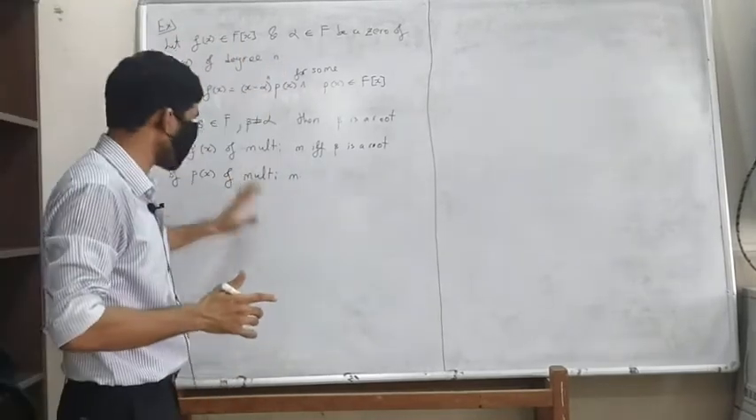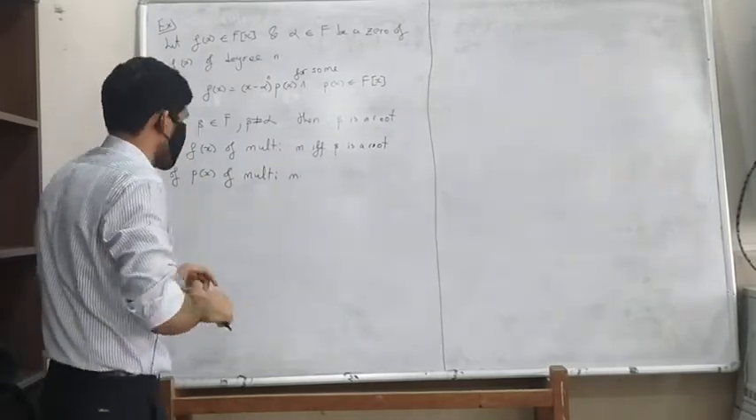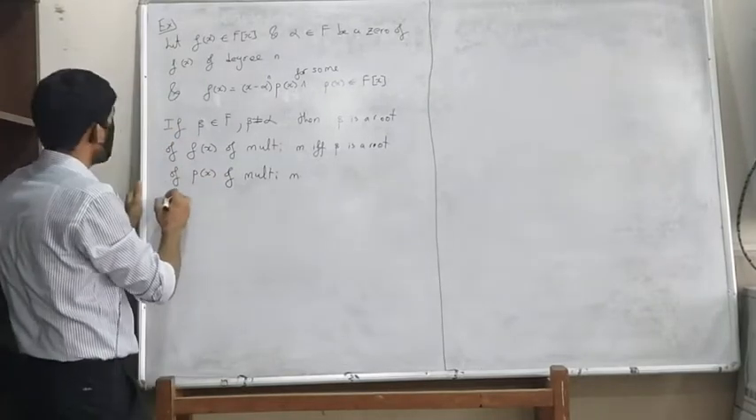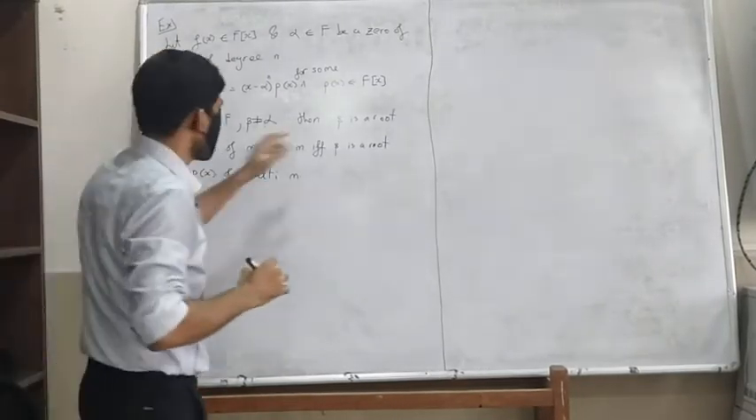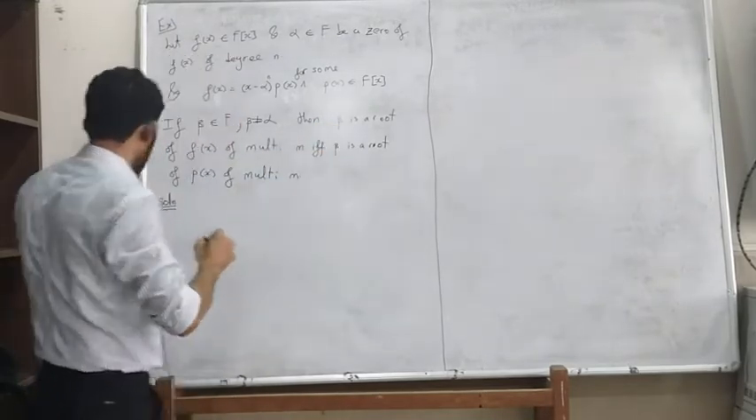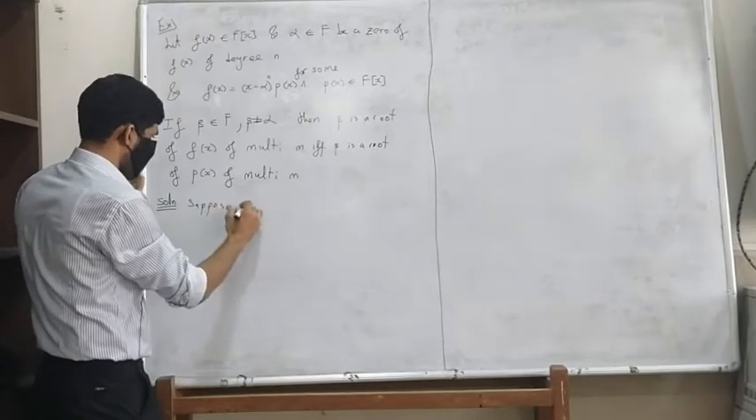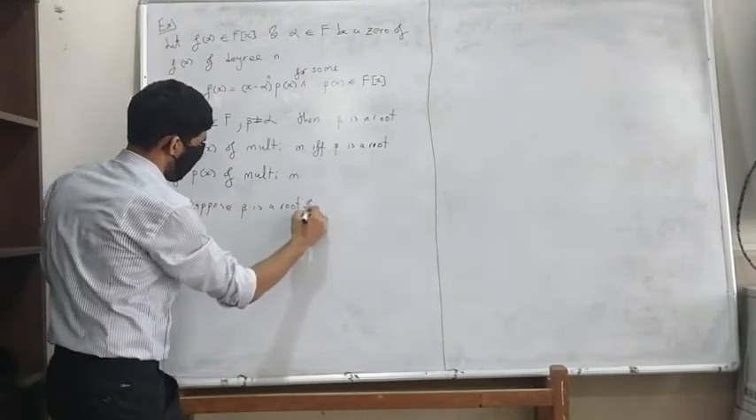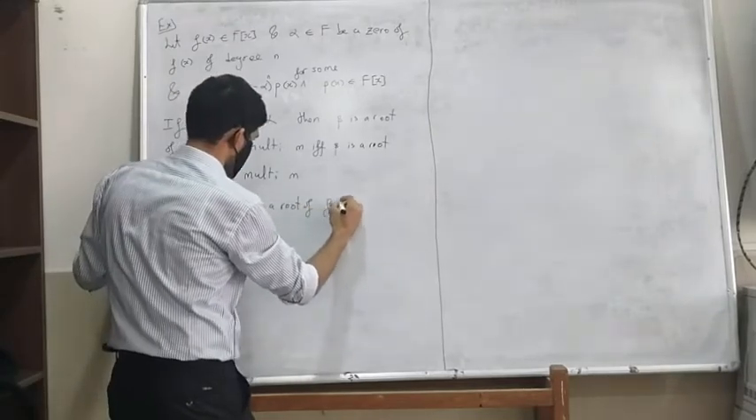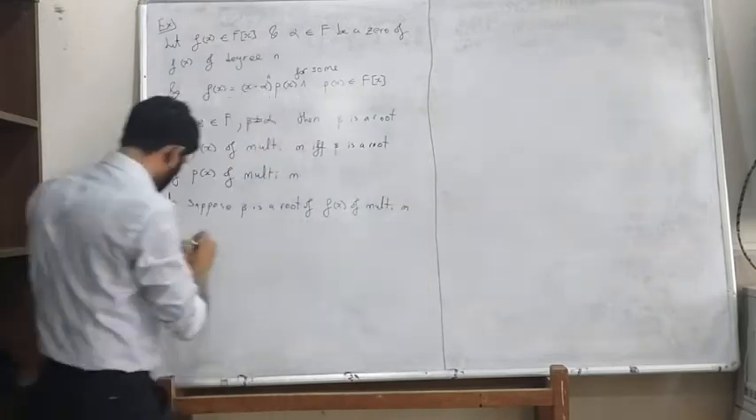So if I prove this, then that is almost done. So let's try to prove this result. So let us see here. I'm going to use the previous corollary itself. So suppose beta is a root of f of x of multiplicity m. So what does this mean?